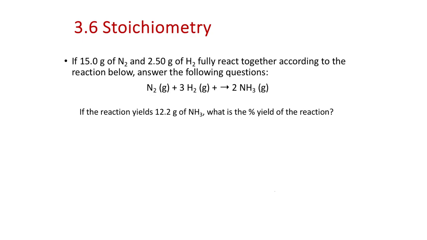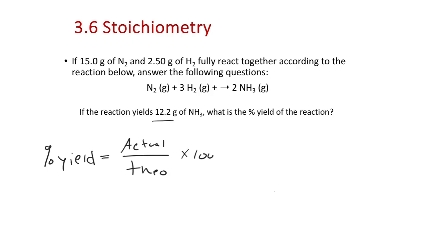All right, so looking at this question here, same question. So 15 grams of N2, 2.5 grams of H2 react according to the same reaction. But if we only get 12.2 grams of product, what's the percent yield of the reaction? So percent yield is our actual yield divided by your theoretical yield times 100%. And so clearly 12.2 is what we actually got in this reaction. Then what do we write in here for our theoretical yield?